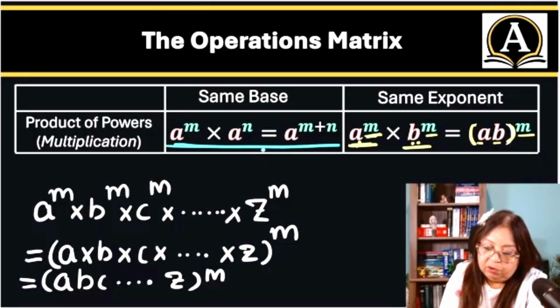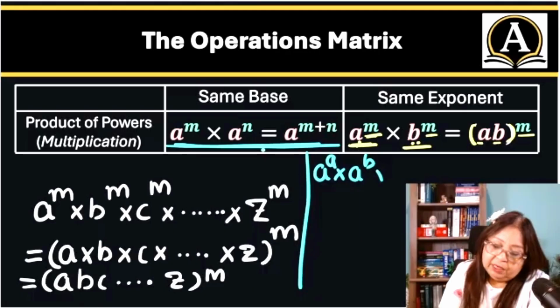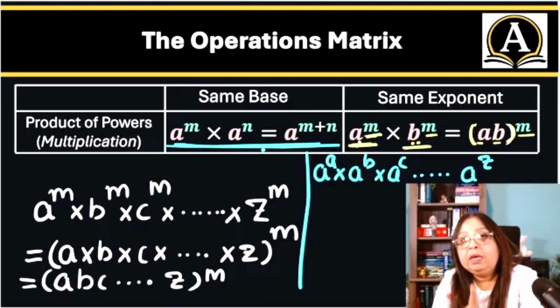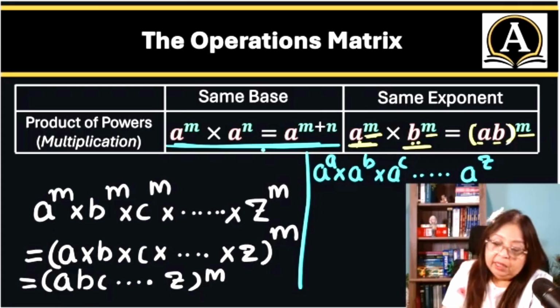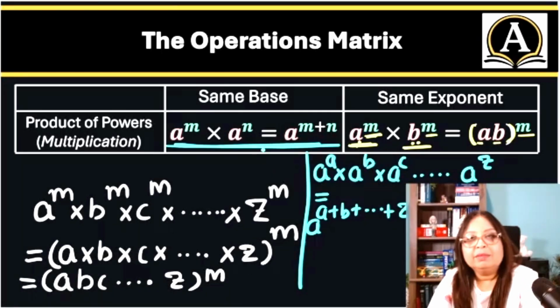And for the same base, if we had a to the power a times a to the power b times a to the power c, and so on till you get to a to the power z, here I'm keeping the base same and changing the exponents. Then the answer would be a to the power a plus b plus c plus d plus e till you get to z. I hope that this is making sense.